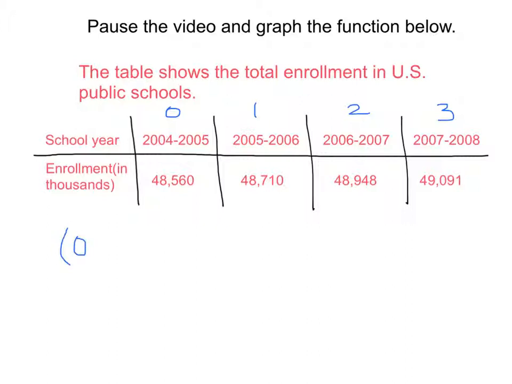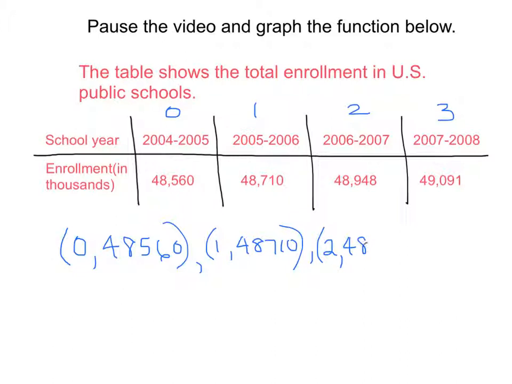So for my first set, it's going to be 0, 48,560, then 1, 48,710, then 2, 48,948, and then 3, 49,091. So when we go to create our graph on the next slide, we're going to use those, and we're going to plot them on the actual school year, but with the enrollment numbers up the side. And I'll show you what that looks like in just a moment.